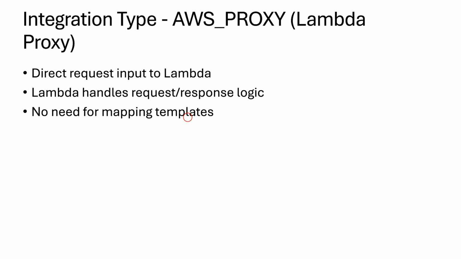And there is no need of mapping templates here, as all data including headers and query string parameters is passed directly as arguments to the Lambda function. Okay, so whatever we have seen until now in the hands-on session is AWS proxy integration. So the advantage here is you can directly route requests to Lambda. So no need to do that parsing, right?